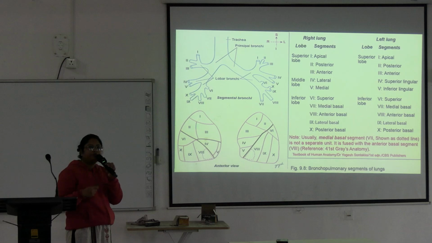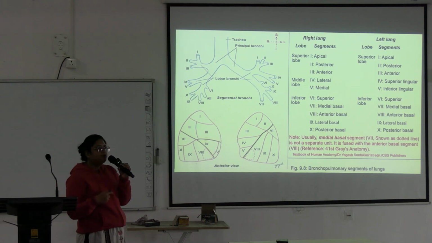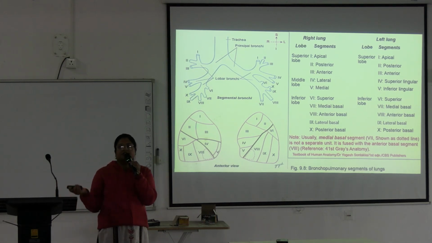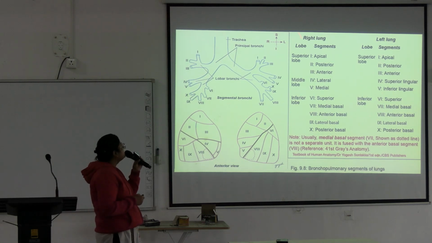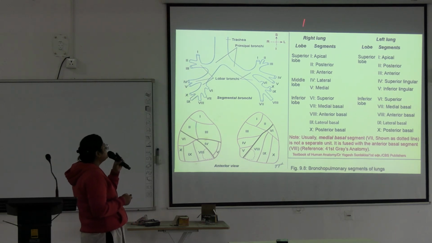Next we go to the discussion of bronchopulmonary segments. In each lung there are 10 bronchopulmonary segments. So the right lung has 3 lobes: superior, middle and inferior. The superior lobe has 3 segments: apical, posterior and anterior. Here this is the right lung, this is the left lung.